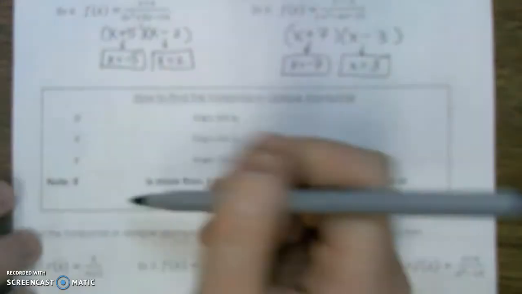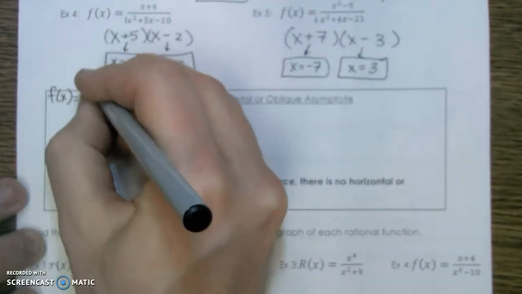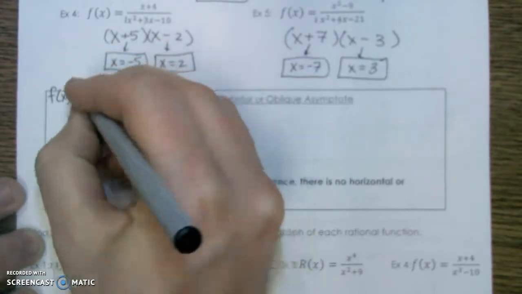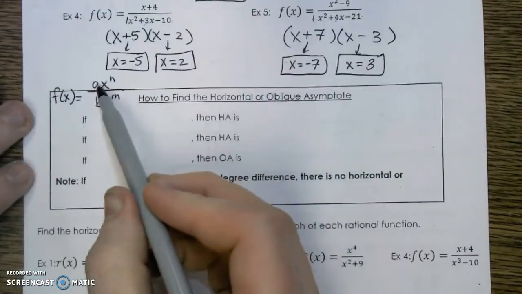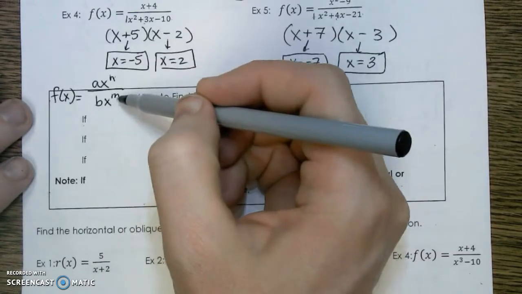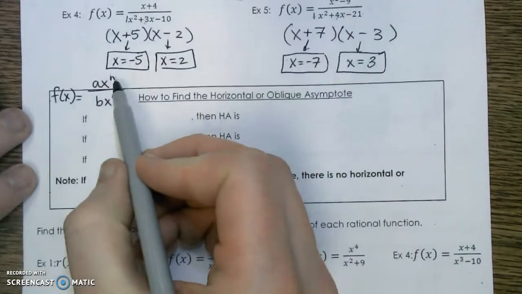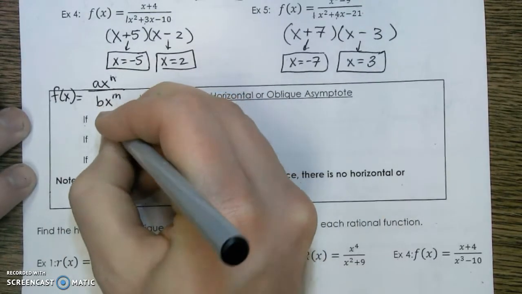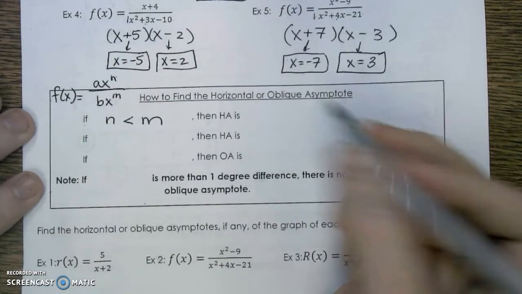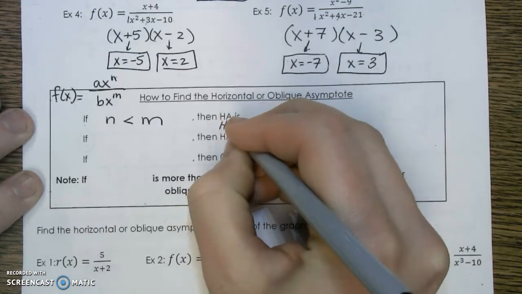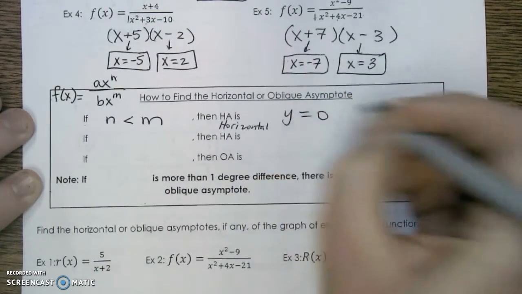So you've got these different cases, and we're talking about a function where you've got an x on top. So I'm going to write that as ax to the n, and an x on the bottom. We're going to call that bx to the m. A and b are numbers, and n and m are exponents. So let's say the top exponent is smaller than the bottom exponent. In other words, if n is less than m, if the top is smaller than the bottom, then you're going to have a horizontal asymptote. And that's going to be at y equals 0.